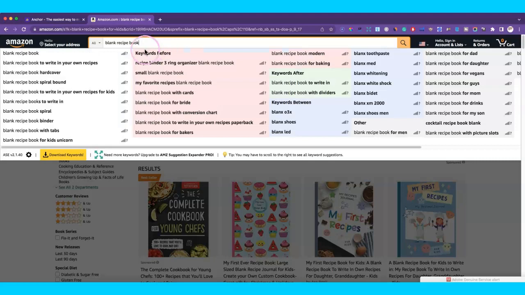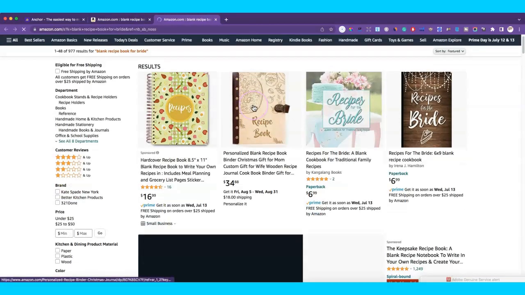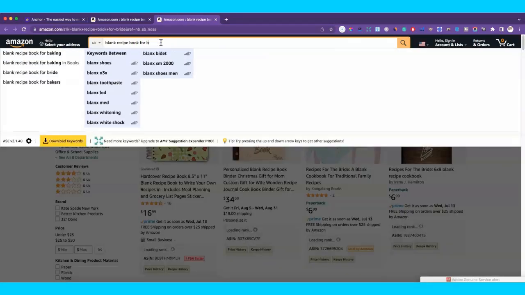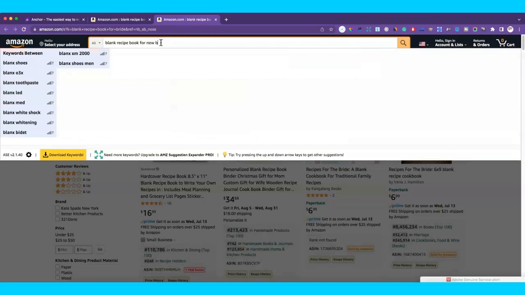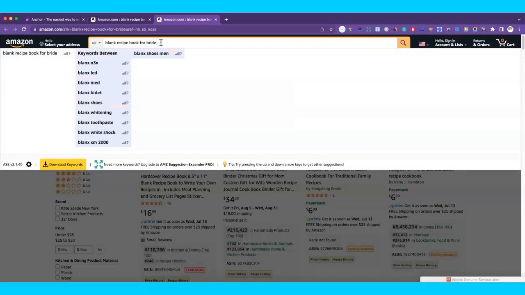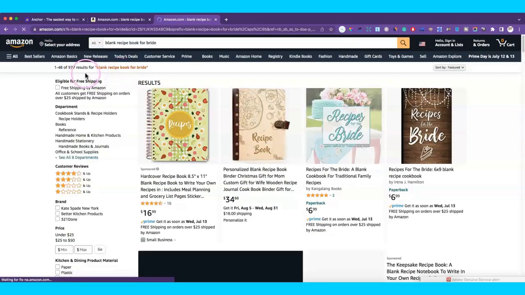Let's see, blank recipe book for bride. Okay, that's 977. Let me see if I put in new bride. New bride. Okay, so that didn't come up, and if it didn't come up, that means people aren't really searching for that particular term, but it doesn't mean that I still wouldn't make it for a new bride. All right, because they're 977.